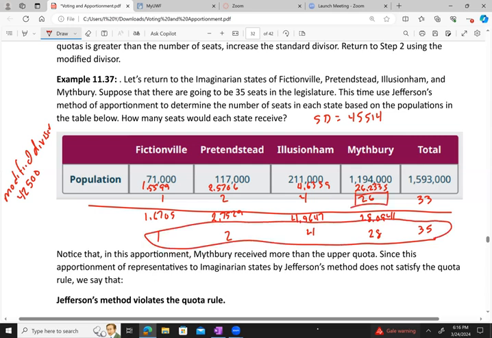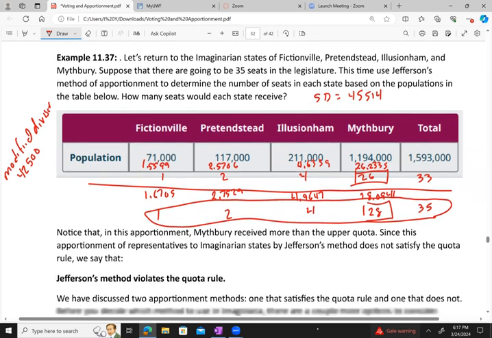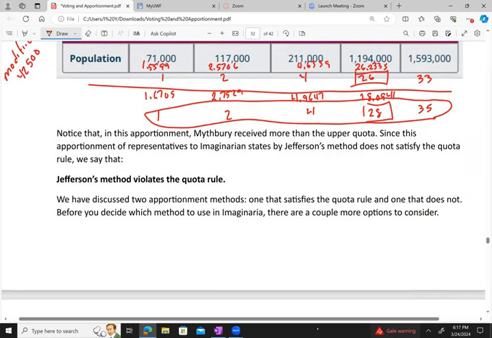Notice that in this apportionment, Miss Berry received more than the upper quota. The lower quota is 26, the upper quota is 27, and it received 28. Since this apportionment of representatives to imaginary states by Jefferson's method does not satisfy the quota rule, we say Jefferson's method violates the quota rule.